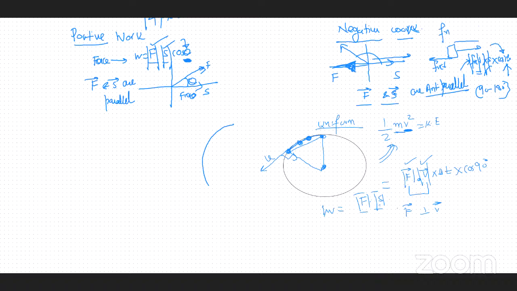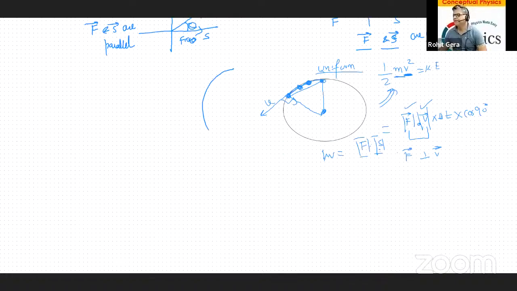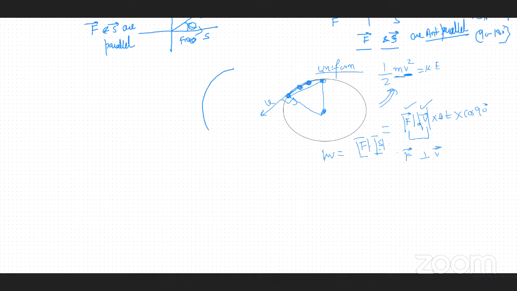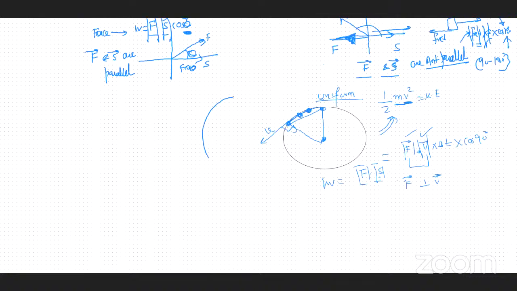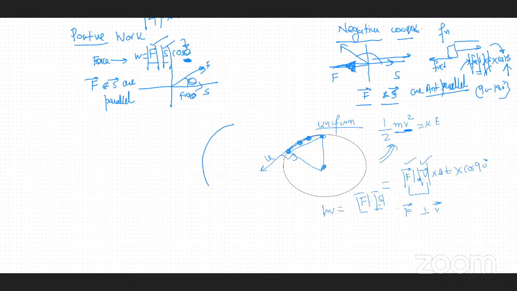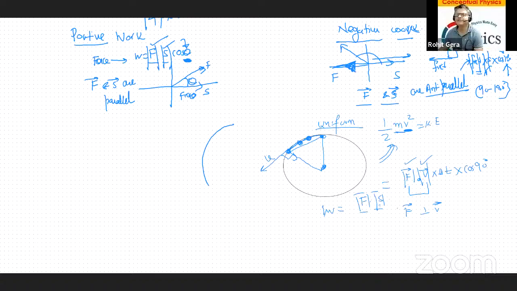Okay. Questions? Right? Yeah, in the case of uniform circular motion. Yes. Uniform means velocity is not changing. It is changing in direction only. But even though it changes its direction, centripetal force always remains perpendicular to it, irrespective.